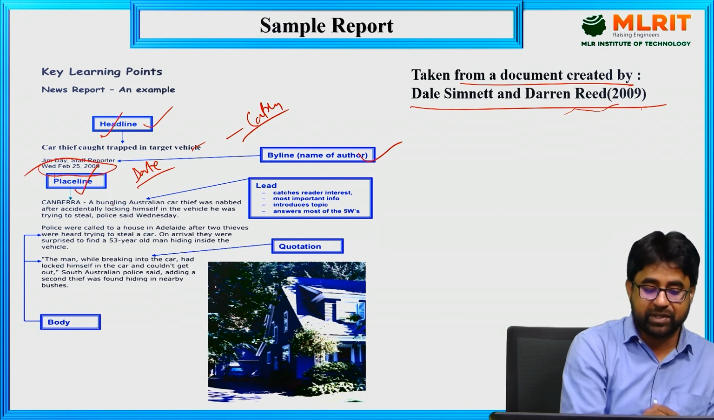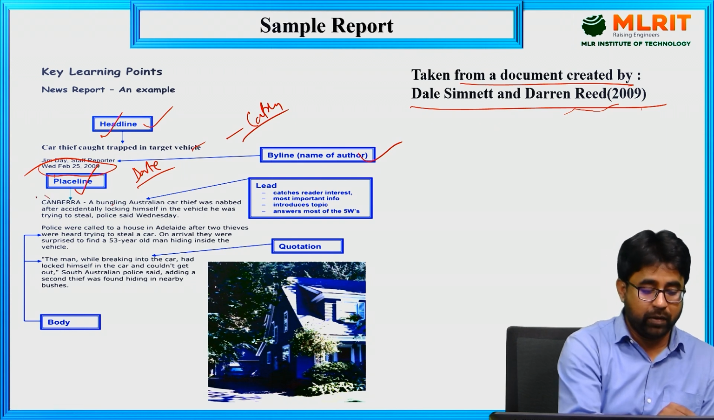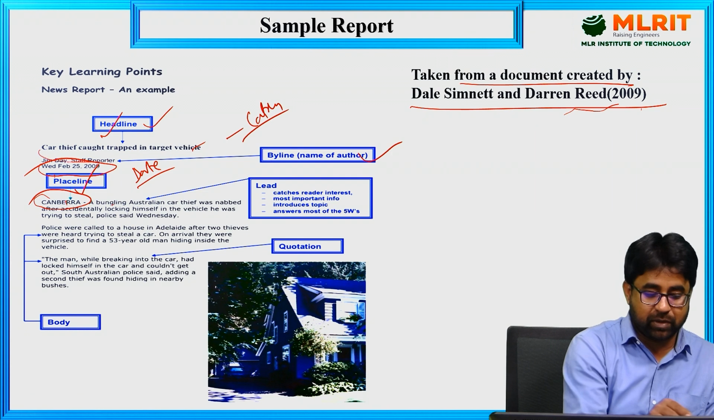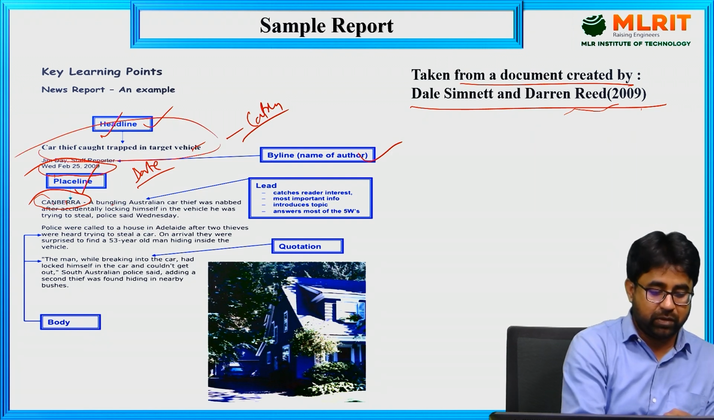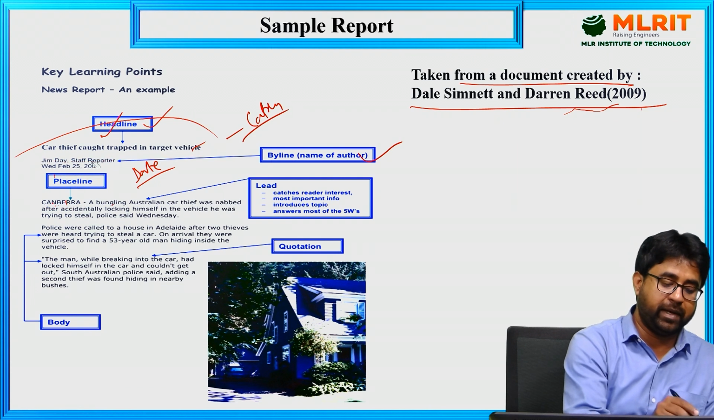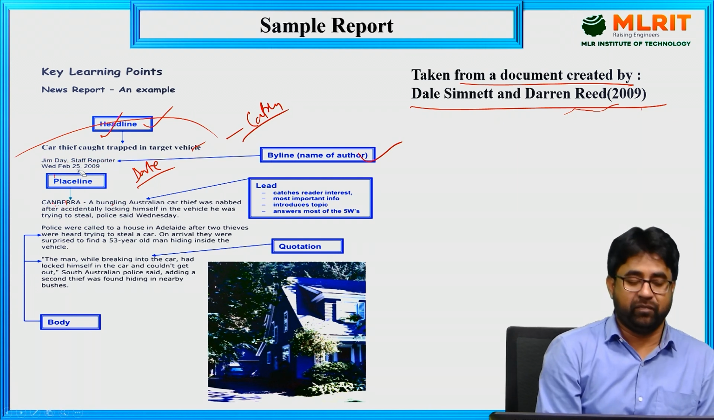You can see, before starting the main part of the report, there is a place line. Canberra is the name of the place where this incident actually took place. So this is called the place line. As you can see here, it is given in bold format. Fine, I hope it is clear.